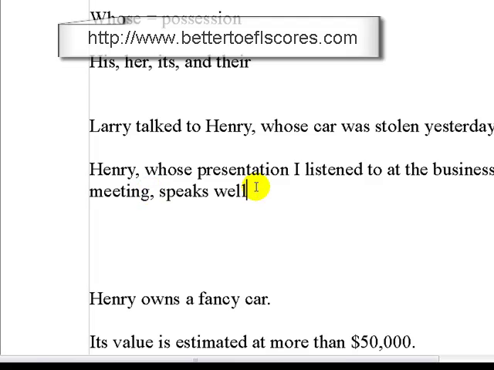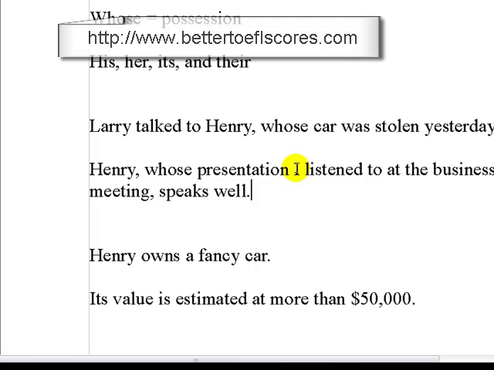So this gives us a second way of using whose, when whose is more in an object position. Notice when you separate these sentences out, you have: Henry speaks well, and then you have: I listened to his presentation. Notice how this is actually functioning more as an object, and you have your subject here. Okay, let's take a look at another one. Now be careful.